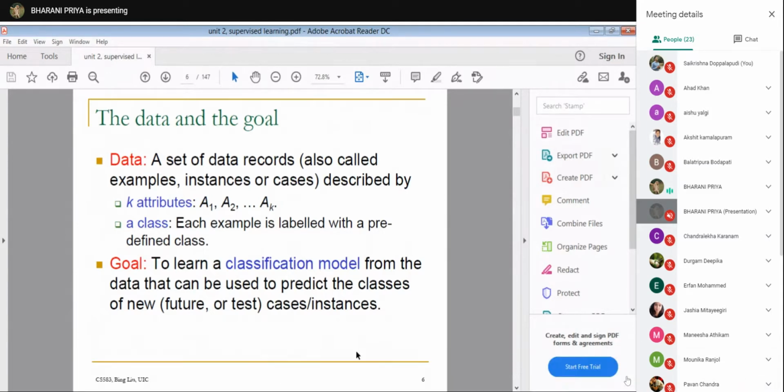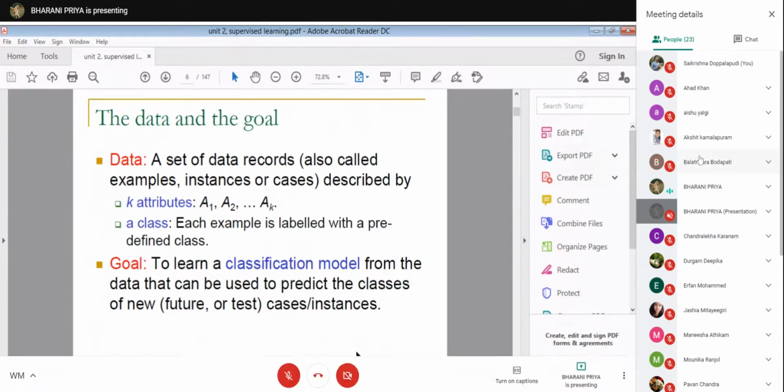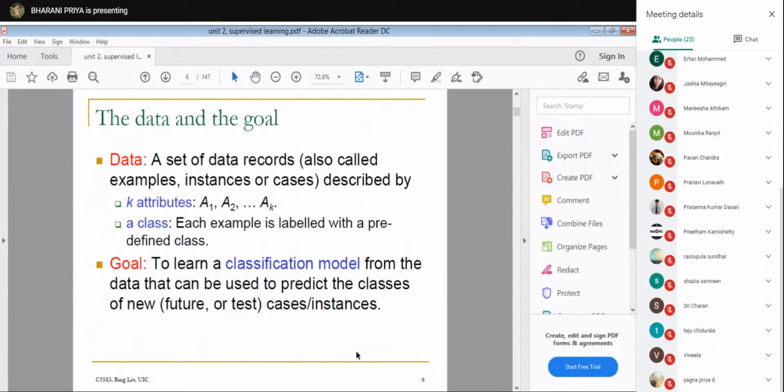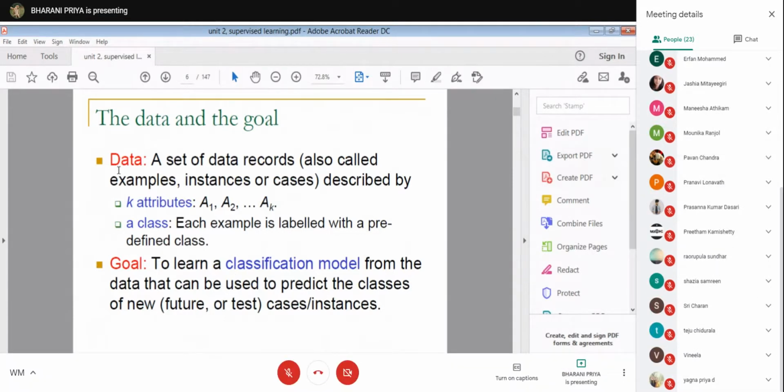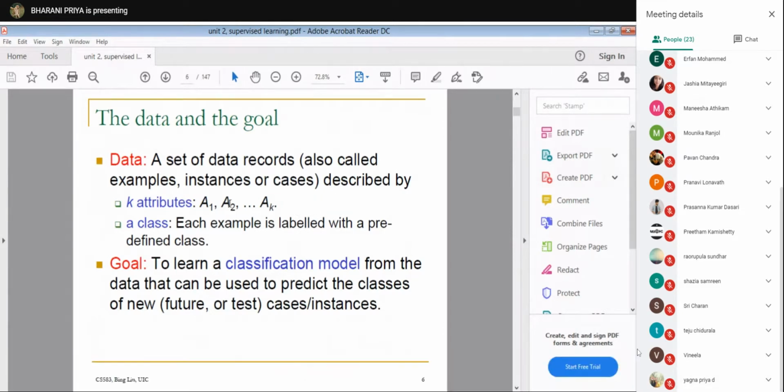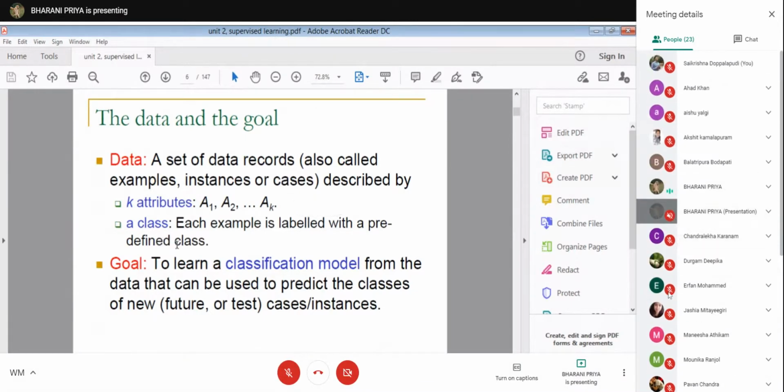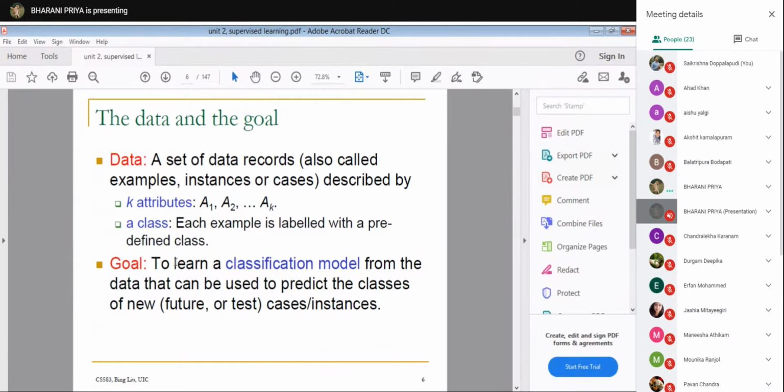Previously I said that the instances in web mining terminology are called observations or examples. Mainly we use the word examples here for the record. It is a set of data records described with k attributes and a class label. The goal of classification is to learn the classification model from the data and predict the classes for new examples.